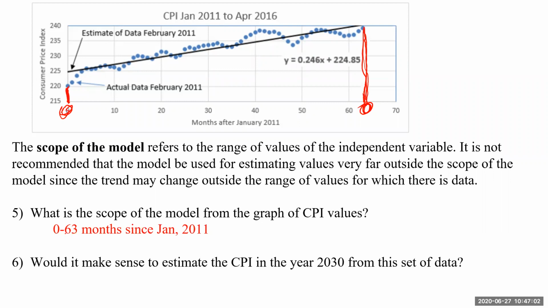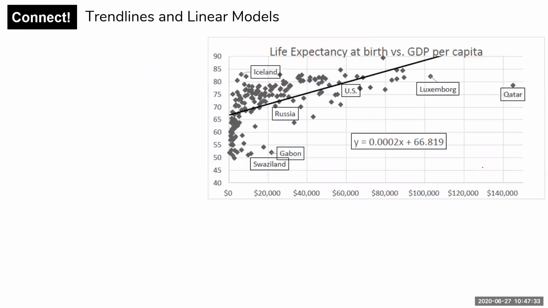Now, would it make sense to estimate the CPI in the year 2030 from this data set? No, because we've been advised that it is not recommended that the model be used to estimate values far outside of the scope. So 2030 will be outside the scope. So it is not advisable for us to use the model to predict values that are outside the scope of the model. Okay, nice.